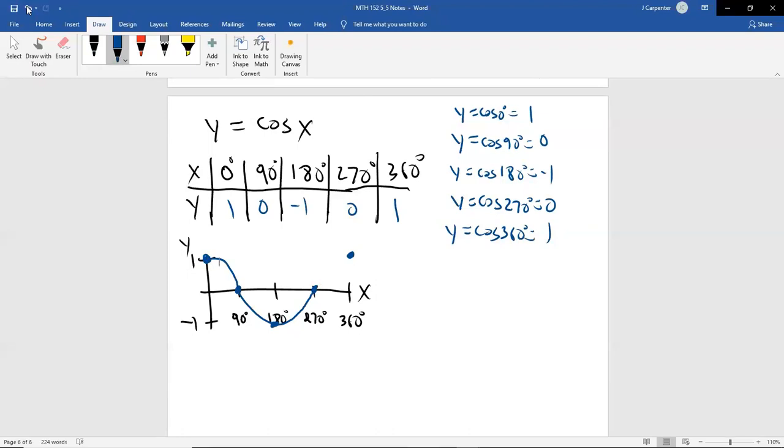You think it's fun doing this with pen and paper, pencil and paper? Do it blind, and you'll understand my struggle. Here we go. So that is what a cosine wave looks like.